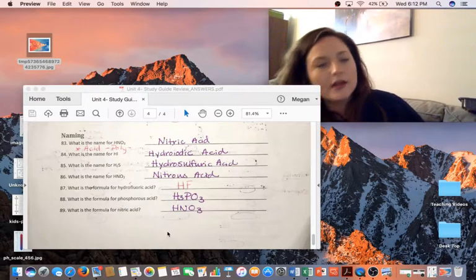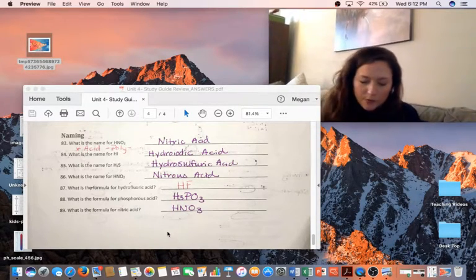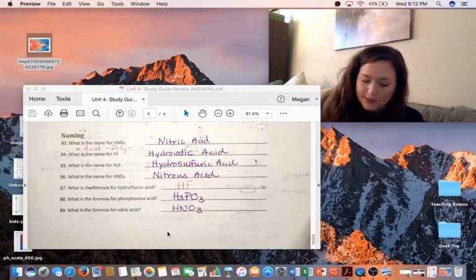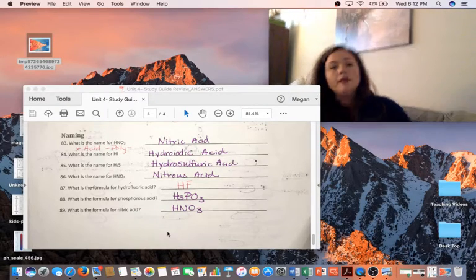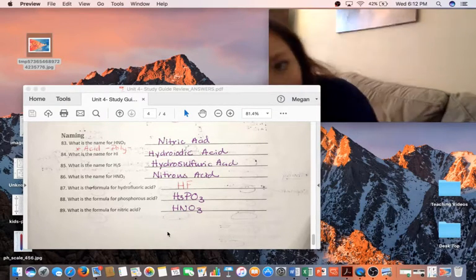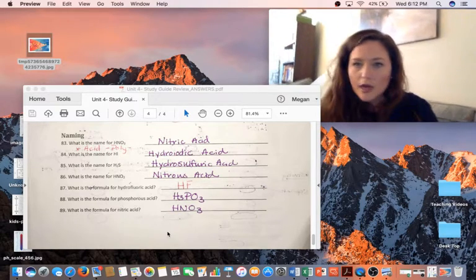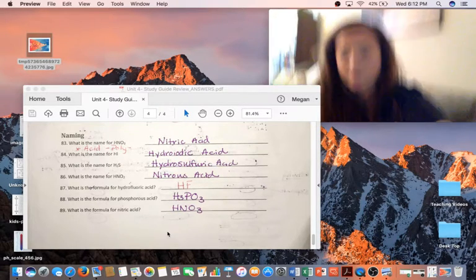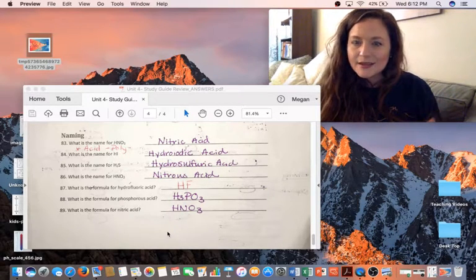Naming. This got to a lot of you. So I wrote this on the board for some of my classes that we got to this section, and it seemed to help some. Maybe not everyone, but some. So you really need to know and understand naming.